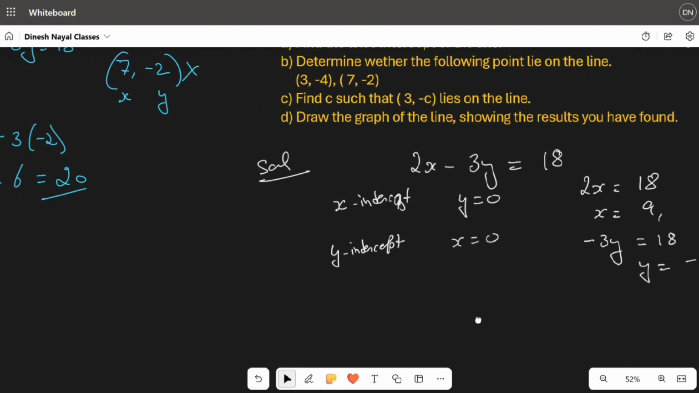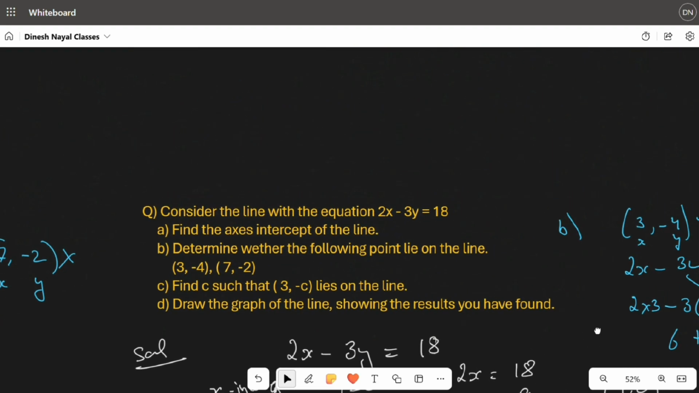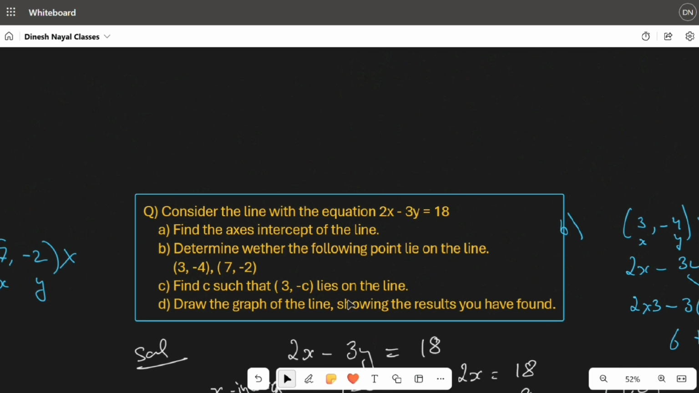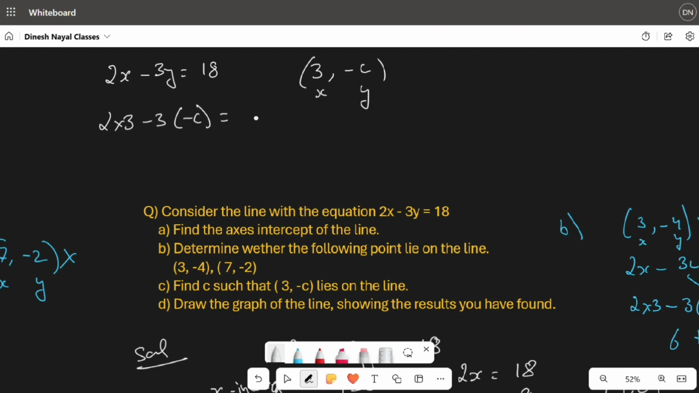Okay. Now the third part, find C. We can do it over here. Find C such that 3 comma minus C lies on the line. Okay, so they are saying that keep this point. See, the line is 2x minus 3y equals 18. Now 3 comma minus C lies on the line. So what we have to do? We have to substitute the value of x as 3 and y as minus C. So this is 2 into 3 minus 3 into minus C equals 18. That should be equals to 18 because this point lies on the line.